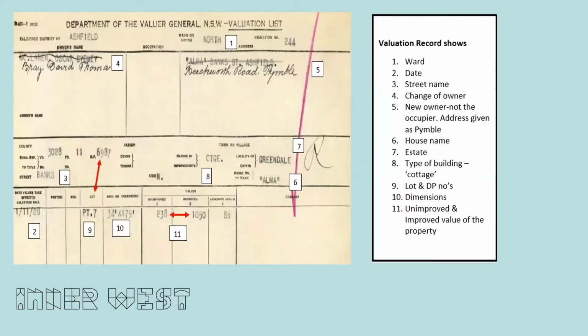Here is an example taken from a page of a valuation record. Number one, the things that you'll find: the ward, the date the valuation occurred, the street name, the owner. In this case, the owner has been crossed out and the new owner has been written in. An address. In this case, the owner is not the occupier. A house name. The estate. The type of building it was, in this case, a cottage. The DP number and the lot number. The areas, these are all dimensions in feet, and the unimproved and improved value.